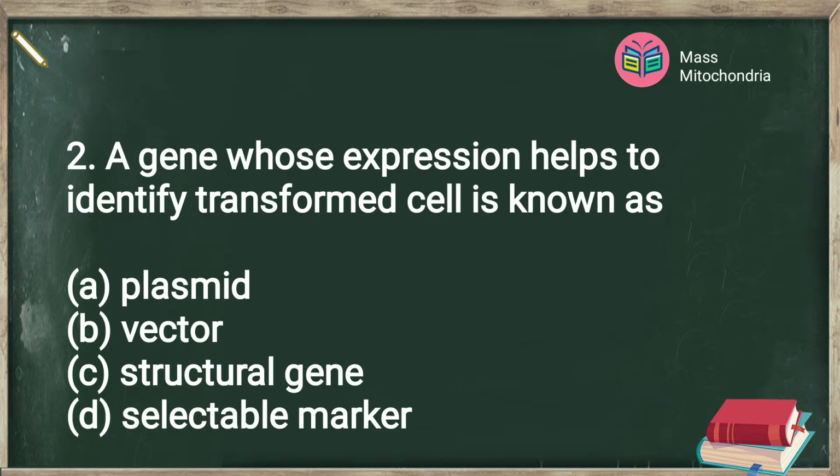Question number 2. A gene whose expression helps to identify transformed cells is known as option A, plasmid, option B, vector, option C, structural gene, option D, selectable marker. Some genes are called selectable markers; they help in selecting those host cells which contain vectors that will transform, or in eliminating non-transformants. So the right answer is selectable marker.